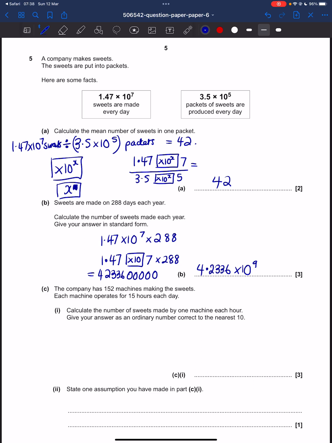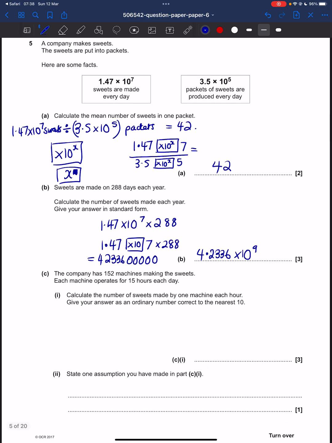Yeah. The company has 152 machines for making the sweets. Each machine operates for 15 hours per day. Okay. Calculate the number of sweets made by one machine in 1 hour. Give your answer as an ordinary number correct to the nearest 10. So we've got 1.47 times 10 to the 7 sweets made every day.